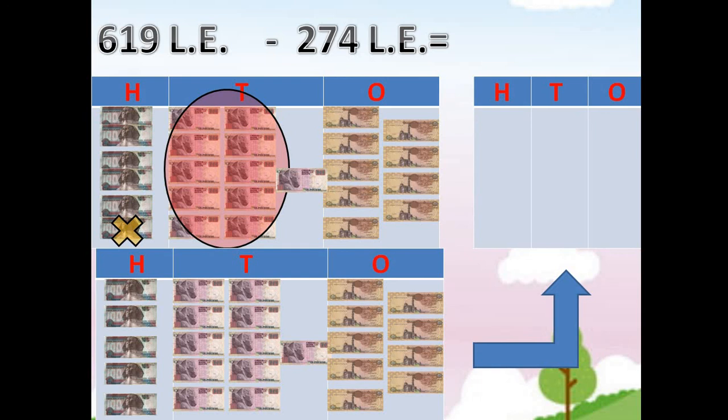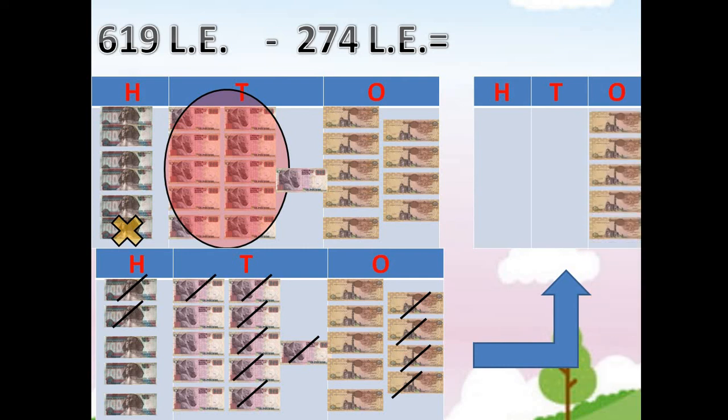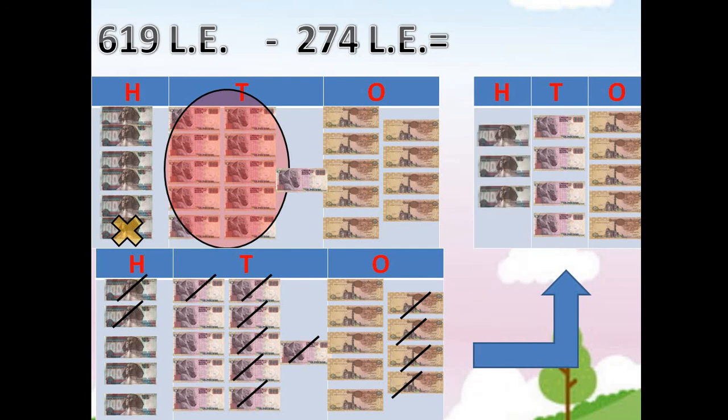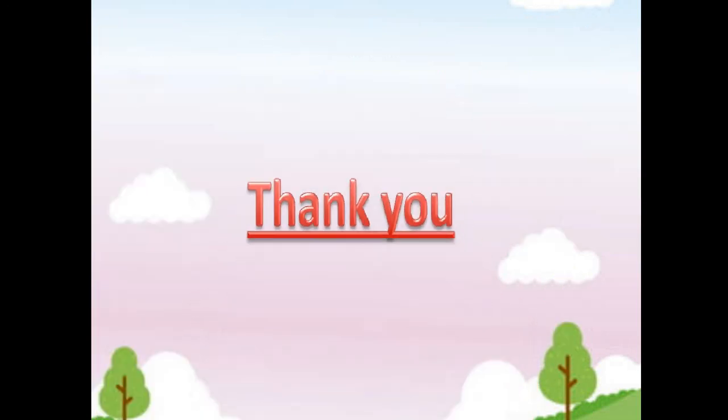No problem in that. Okay, so I will cancel from the 9, 4 ones. And from the 11 tens, now I can cancel 7, no problem. And in the hundreds, I will take from the 500 now 2. And the rest with me will be in the ones, 5 ones, and in tens, 4 tens, and in hundreds, 3 hundreds. So 619 minus 274 equals 345 LE.